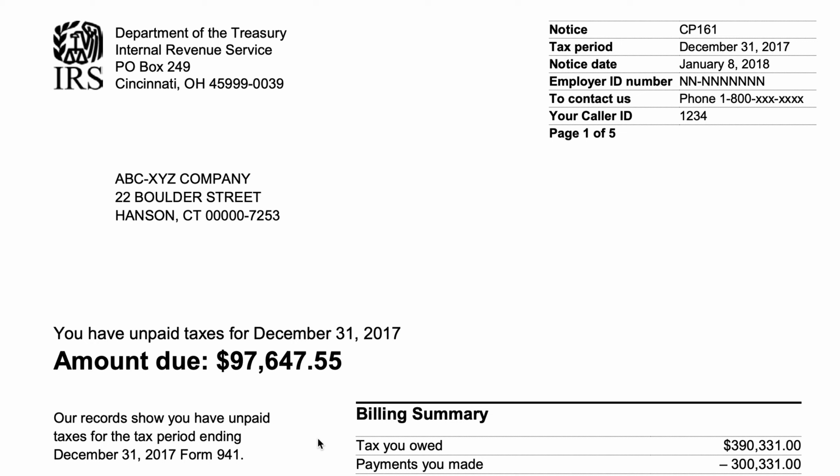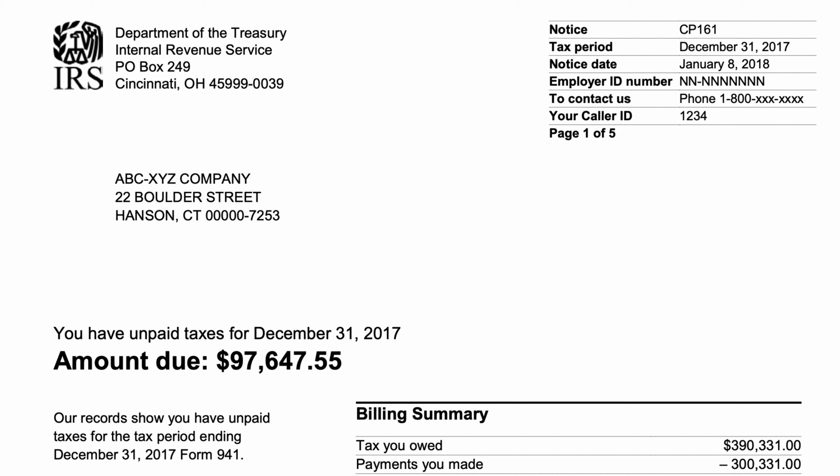But when I did compare them side by side, I noted a couple of things that I thought would be worth pointing out during this video. So here we go. Let's go ahead and start with the upper right hand corner. You'll see the notice CP161 at the very top, followed by the tax period.